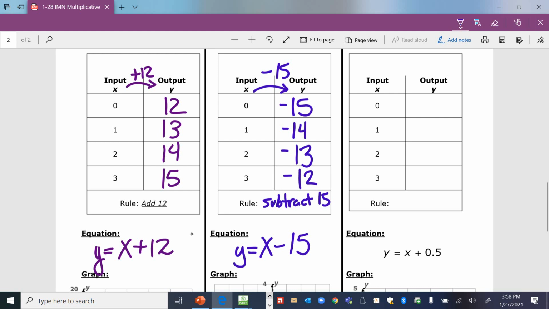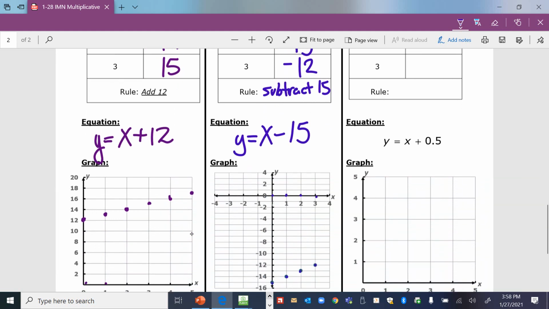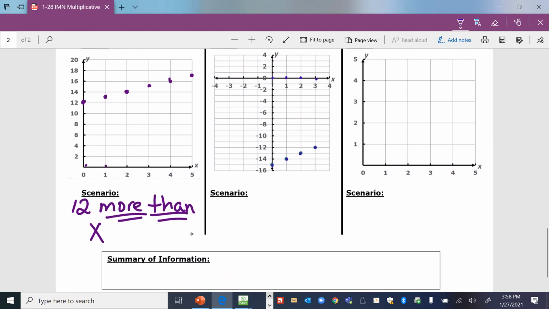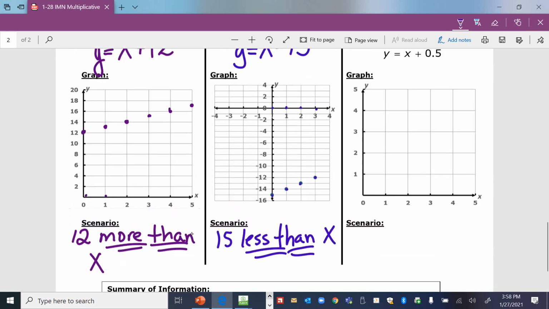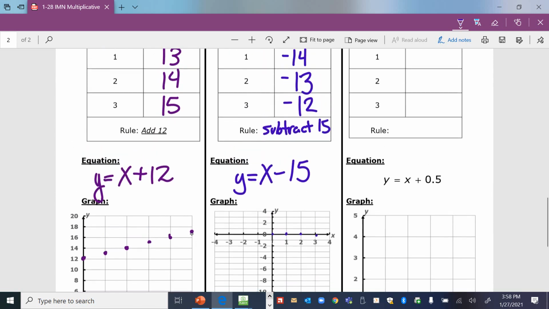All right, let me go up here. So here's our table. Okay, and now that we're taking away 15, it wouldn't say more than, it would say 15 less than x. And the less than, those are the key words for subtracting. Okay, our third, we don't have a scenario, don't have a graph. Oh, they give us the equation.